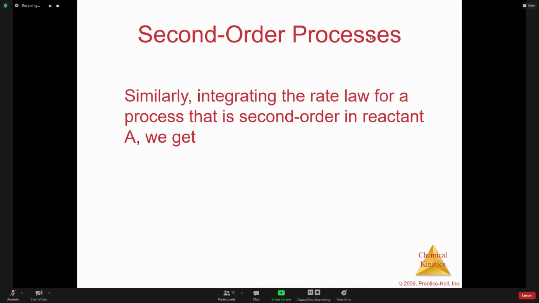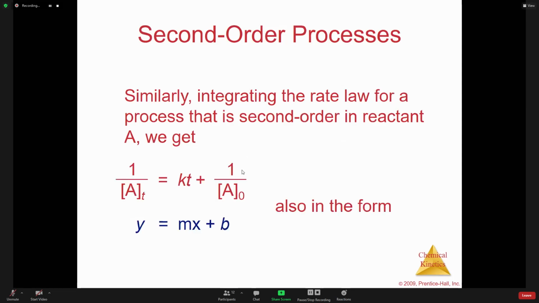If it's second order, if we took the integral of something that's second order and rearranged it, this is what its y equals mx plus b would look like. Your y would be 1 over concentration, x is still time, and your k is whatever your slope is.